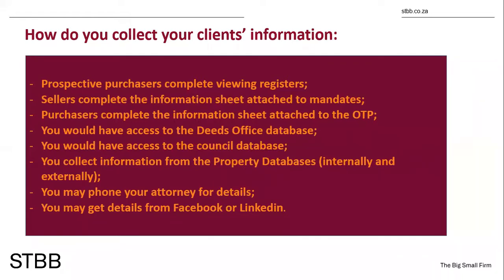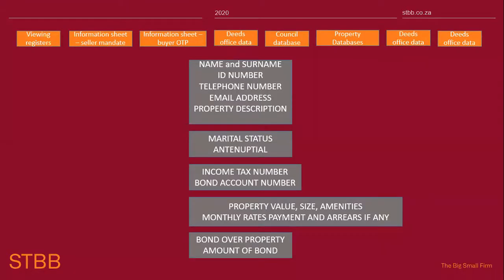This is what needs to happen. Step one, you must look at the ways in which information is collected. And if you analyze the information which is being collected with and through the means I've just summarized, you will see that pretty much all the information that you get, name and surname, ID number, telephone number, email address, property description, marital status, right down to the bond over the property, amount of bond, all of the information falls within the definition of personal information in terms of POPI.